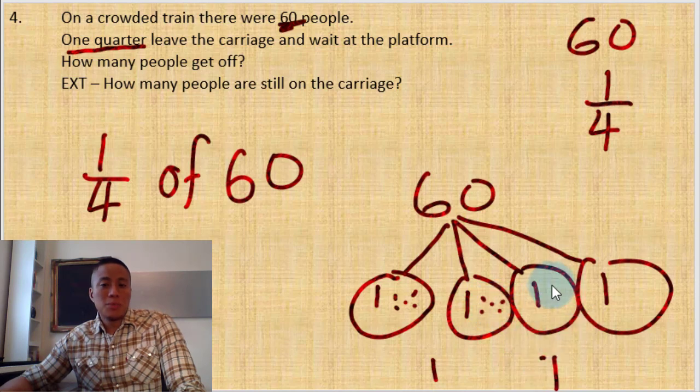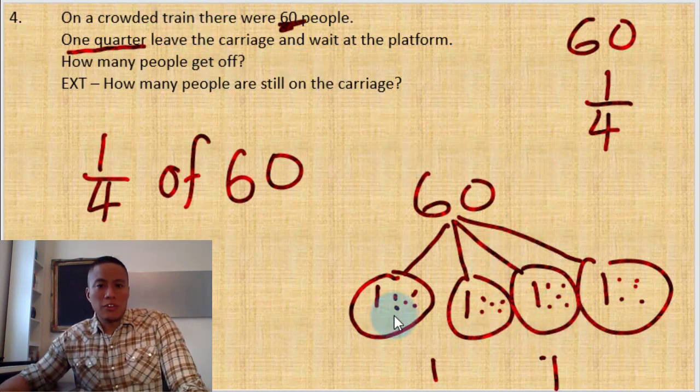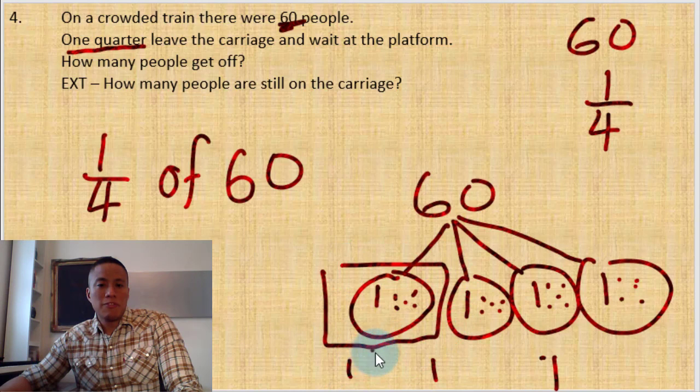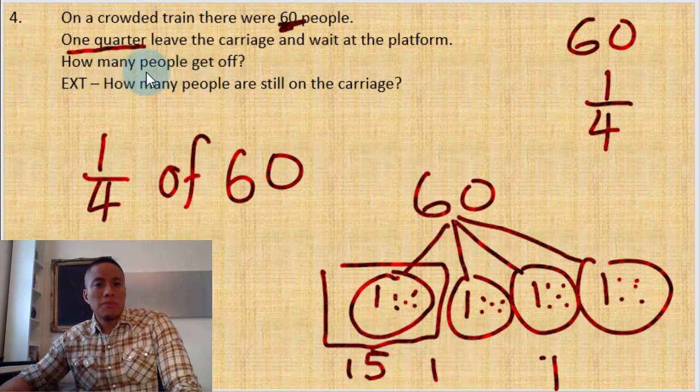Just to prove it to you, watch. 1, 2, 3, 4, 5, 6, 7, 8, 9, 10. You see that? Alright, we've got a 15 here. 10 and 5 is 15, 10 and 5, 15, 10 and 5, 15. I've checked to see that they are all correct. So, this is the amount of people that have got off the train. 15 of them. So, how many people get off the train? 15 people have got off the train.